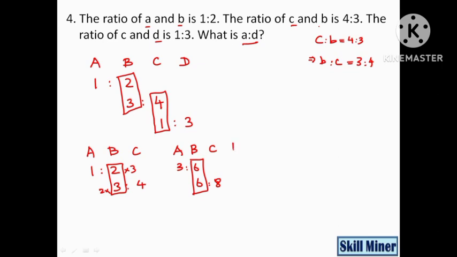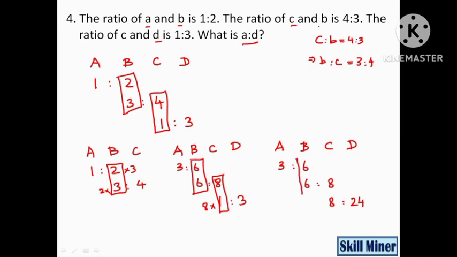Now I am coming to D. C is to D is 1 is to 3, right? Now for getting this equal, I am multiplying 8 in D. So A, B, C, D: 3 is to 6, 6 is to 8. This ratio will become 8 is to 3 8s are 24.